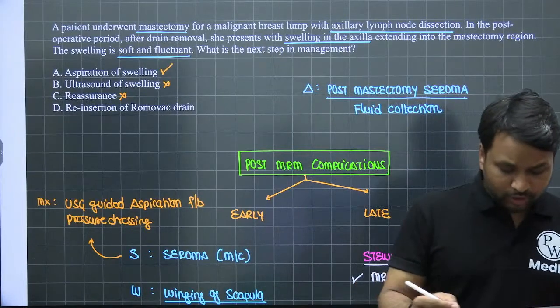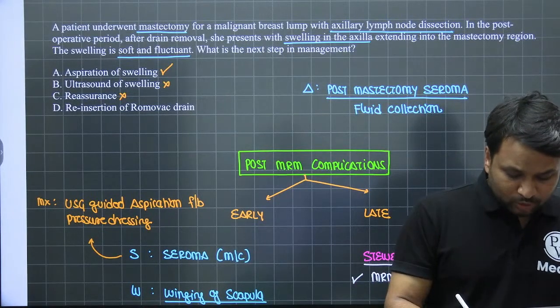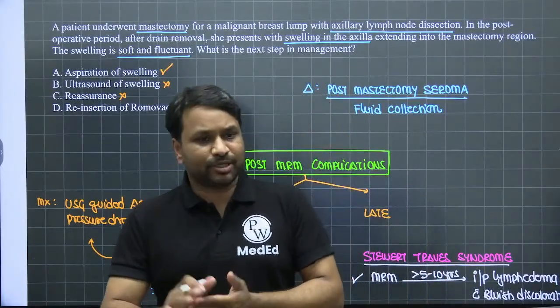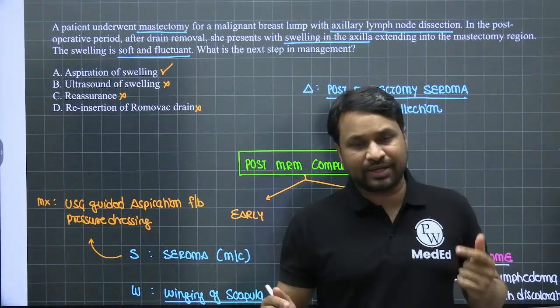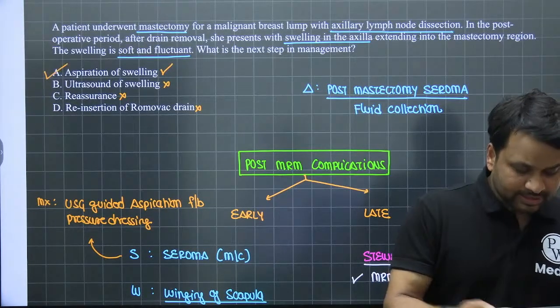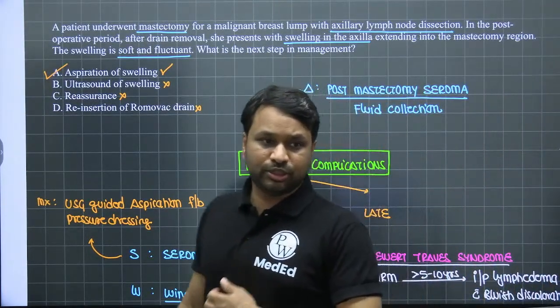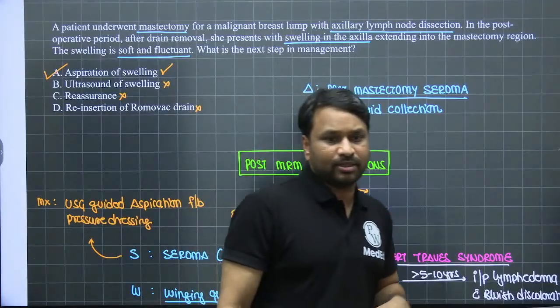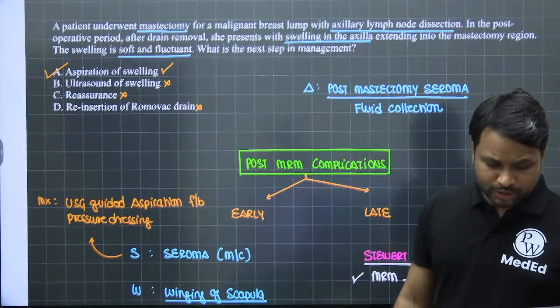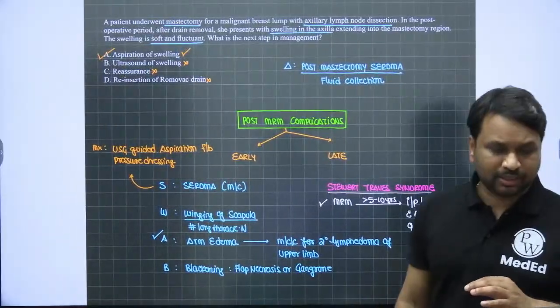These are all common complications. You don't need to reinsert the Romovac drain. You just aspirate it, exert the compressive pressure. It should take care. If it persists, then you can think about it. Otherwise, it's only USG guided aspiration. So here the answer is A for Ahmedabad. Okay? Answer is A for Ahmedabad. Clear? So this is how you'll approach your question about post mastectomy state.